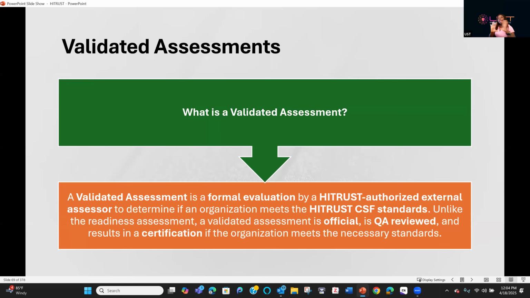So readiness is something in-house, where we're still trying to get ready and make sure we go through the corrective actions and everything. But for it to be validated, now we start talking of a HITRUST-approved or authorized external assessor as well as a QA assessor, which could be the practitioner or a QA, right? And as we go through that, if everything looks good, then we can get the certification.